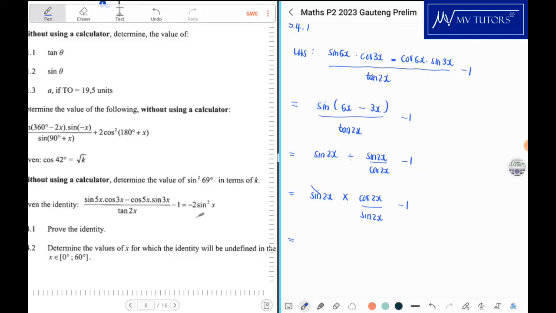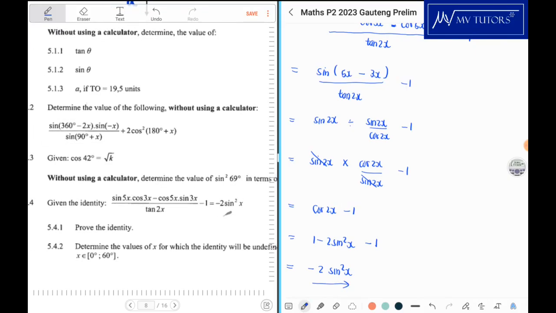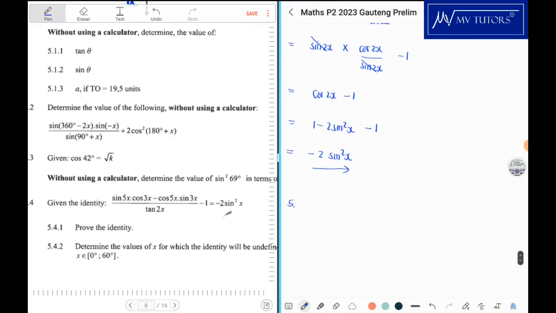Now things are cancelling. So we have cos 2x, a double angle of cos, minus 1. Now, am I where I need to be? No, but I see there's a sine squared x. So I know that one of the identities for cos 2x is 1 minus 2 sine squared x. And we have minus 1, so the ones cancel, and we're left with negative 2 sine squared x. And we have proved the identity. All right, now we get to 5.4.2.